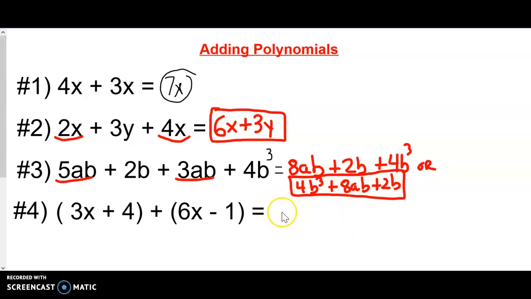If I'm checking number 4, I'm adding. I do have parentheses, but I don't have to worry about the parentheses when I'm adding. So let me just switch my marker here. Within the parentheses, I have like terms. These are my x's. 3 plus 6 is 9 of that. And then I have numbers. 4 minus 1 is positive 3. So this is my answer, which is a binomial. And it's degree 1. So when you're adding and subtracting, as we're going to see in a little bit, polynomials would not change the exponents, only with multiplication or division, and we'll see that in another lesson.